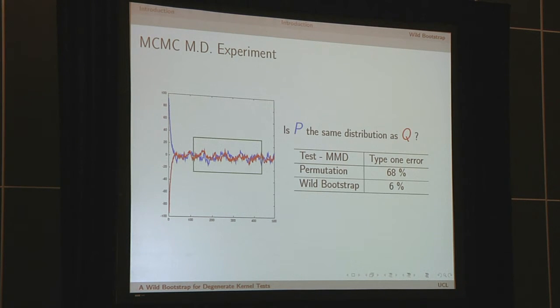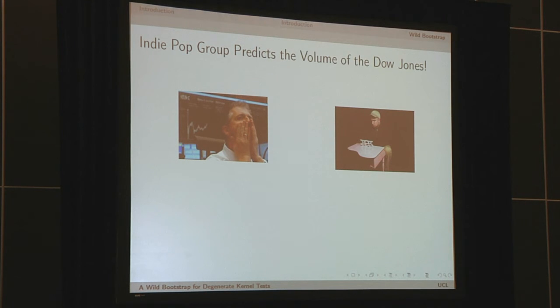Should they differ in the green box, we would say that they are still converging and therefore their distributions are different. If we use the permutation MMD test, it turns out that the type 1 error is around 68%, which means that in 68 out of 100 cases, the permutation MMD would say that P is different than Q, and that's not really the case. If we use the wild bootstrap, though, the type 1 error is only 6%, and that's what we're expecting.